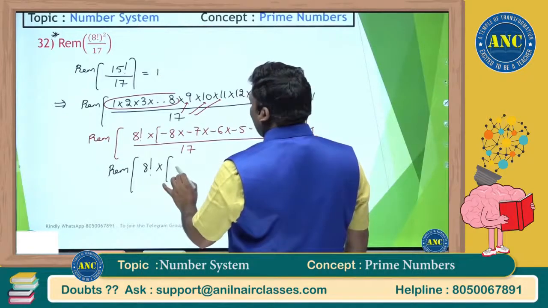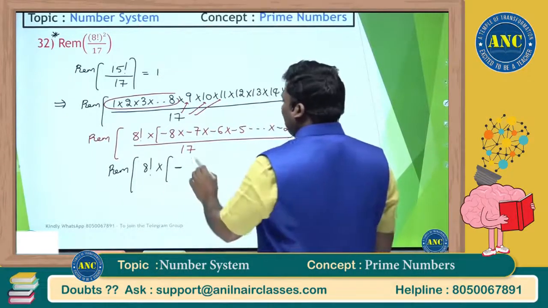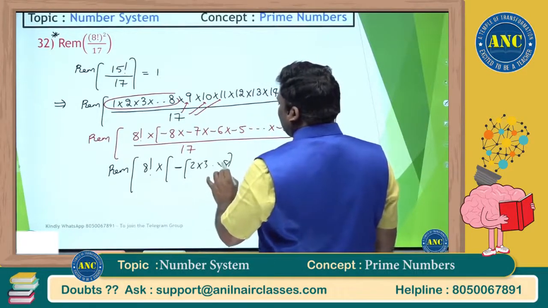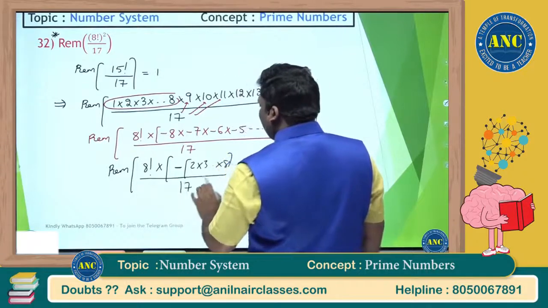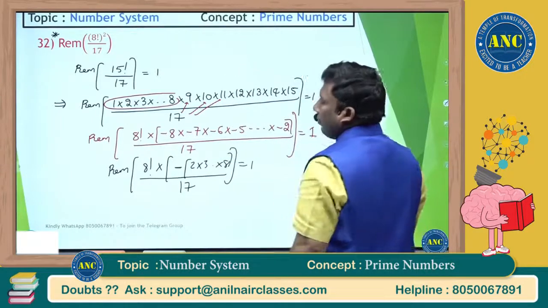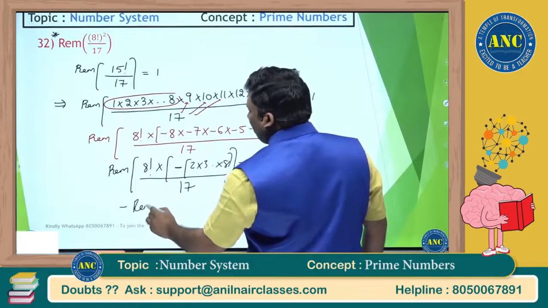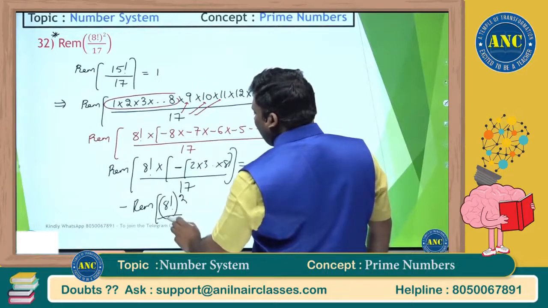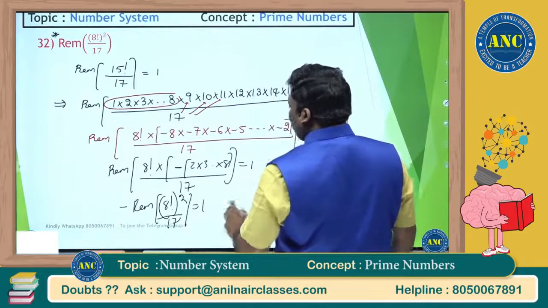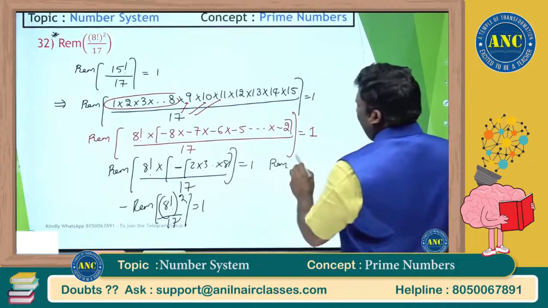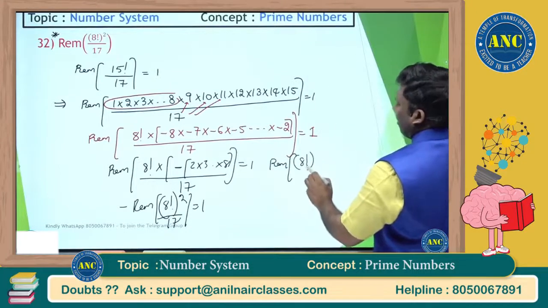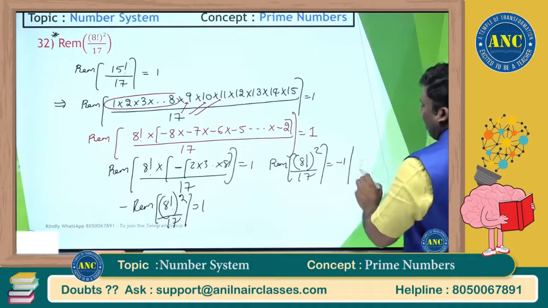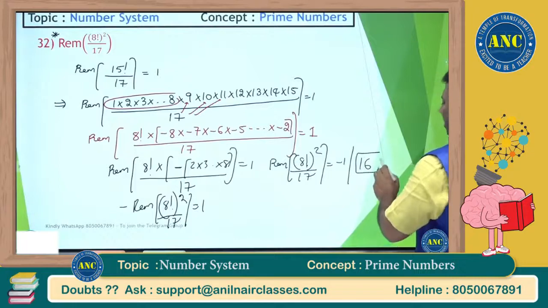8 factorial into 7 negatives, it is negative. Minus 2 into 3 till 8 divided by 17, it is 1. Minus out 2 into 3 into and so on up to 8 is 8 factorial. Whole square divided by 17, it is 1. So this will be 8 factorial whole square divided by 17 is minus 1. Negative remainder minus 1, positive remainder 16.